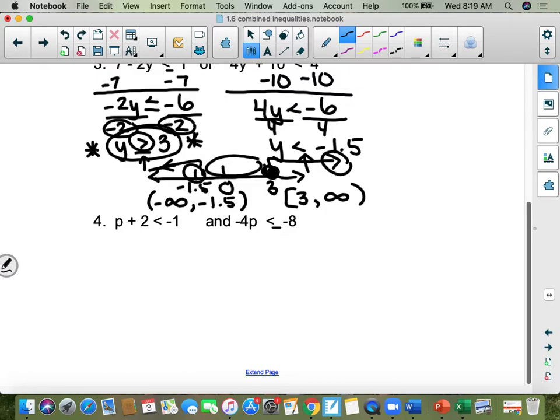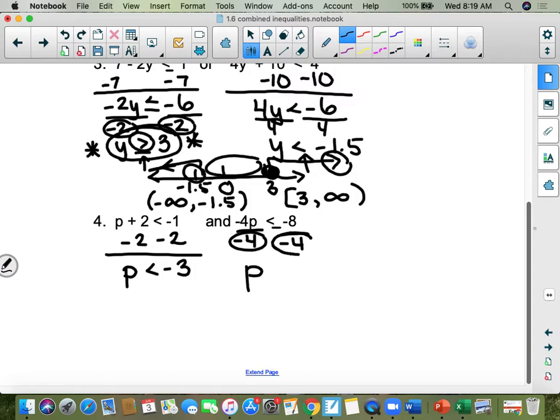Okay, in order to get P alone, I need to subtract 2. The opposite of a +2 is a -2. P is less than -3. I divide both sides by -4 in order to get P alone. I divide it by a negative number. I need to switch my sign from less than or equal to greater than or equal to. -8 divided by -4 is +2.